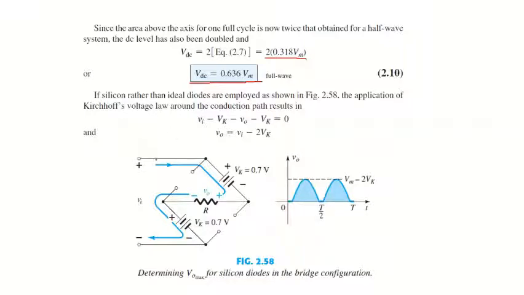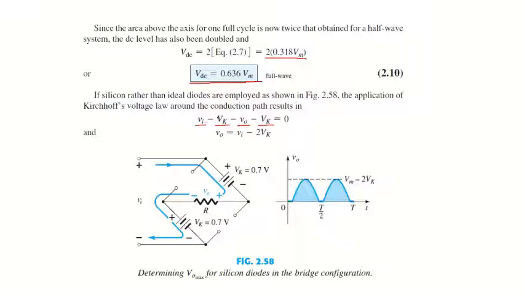So if the silicon diode is utilized instead of an ideal diode, then our final relation will be: input voltage minus drop of diode 1 minus output voltage V0 minus drop of diode 2 is equal to 0.